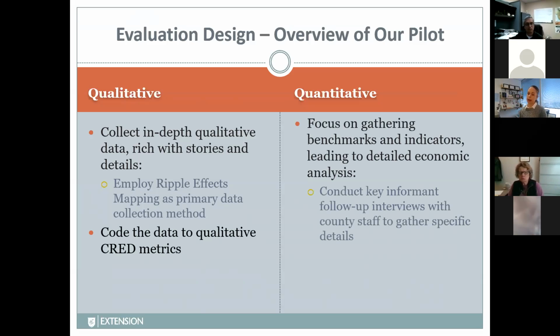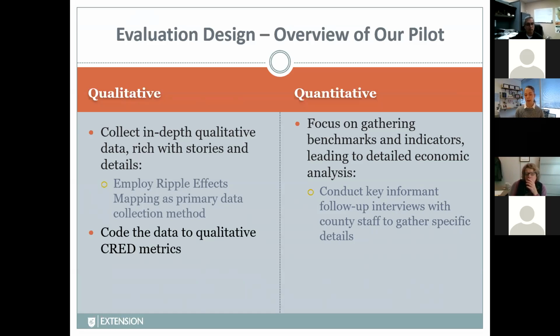So our plan has been to go into the county and we actually sit down with the county faculty. In Washington State, our educators are either faculty or administrative professionals. So we sit down with those educators, those faculty, the county director, and we do a ripple effects mapping with that group. And during that time, we're able to really collect that qualitative data, the stories, the details, and we start to collect economic impact at that time.